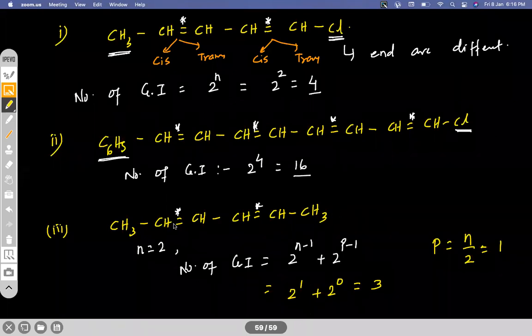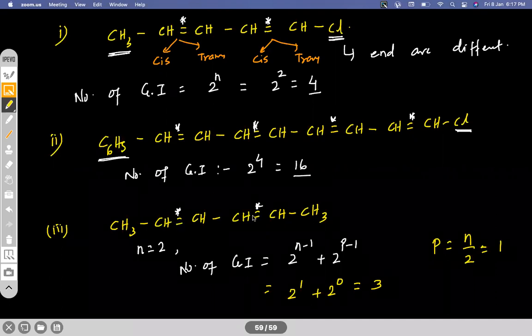Clearly, you can logically understand the cis of this and cis of this will be same, correct? Cis across this double bond and cis across this double bond would be same, right? So you need to count it only once. So cis trans here and trans only here, correct? 3. This one you check: CH3, CH double bond CH, single bond CH double bond CH, single bond CH double bond CH, CH3.